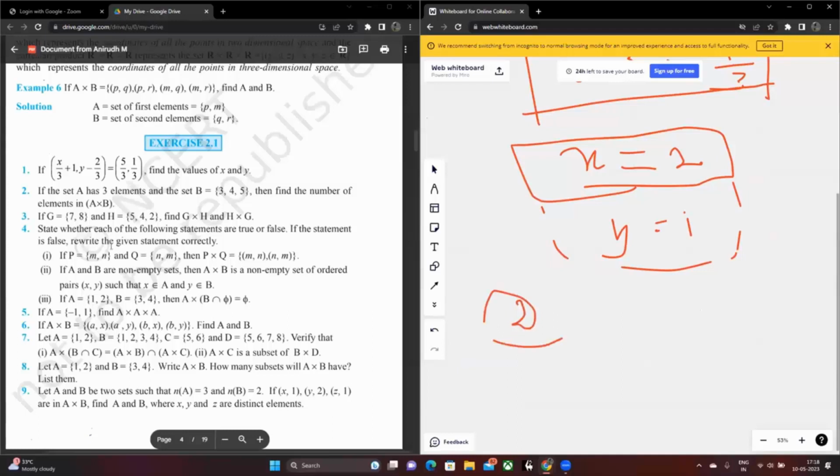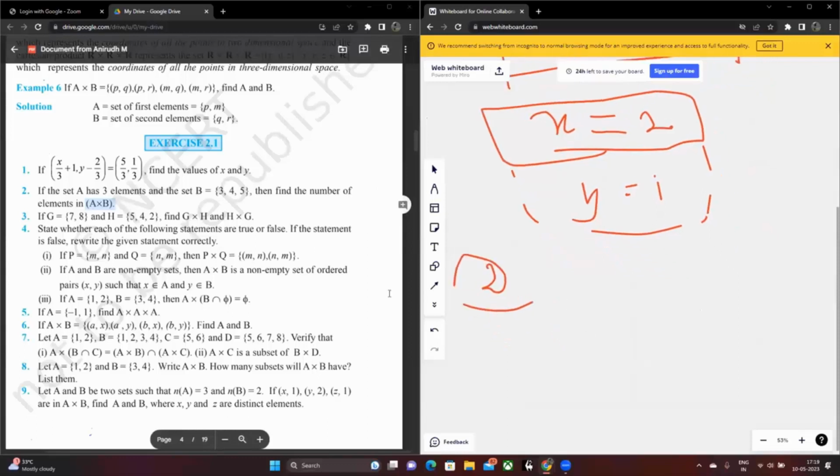Question number 2 goes as: if set A has 3 elements and set B has also 3 elements, find the number of elements in A cross B. Right? A cross B is a special relation termed the Cartesian product, where you basically make ordered pairs of every element of A and every element of B. A Cartesian product is never commutative. That is, A cross B does not equal B cross A. The whys and hows of that you will get to know when you read NCERT, because I don't think we have enough time for me to go through that.